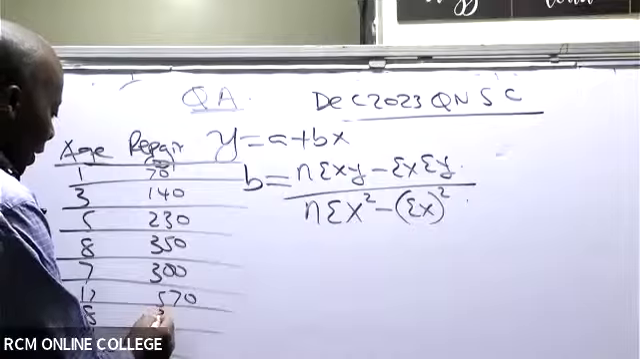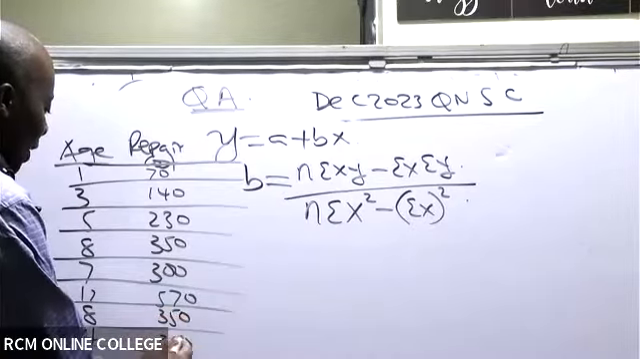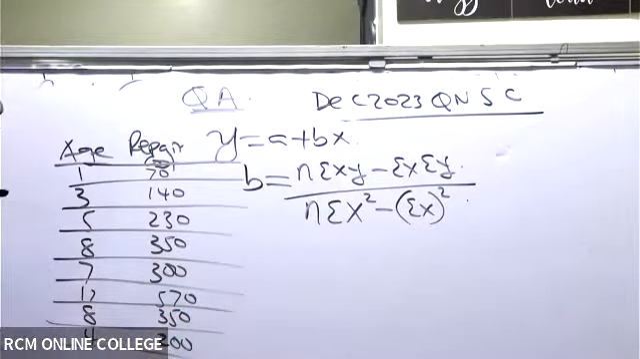350, 200. Ladies and gentlemen, kindly give me a signal once you are able to write up to here.